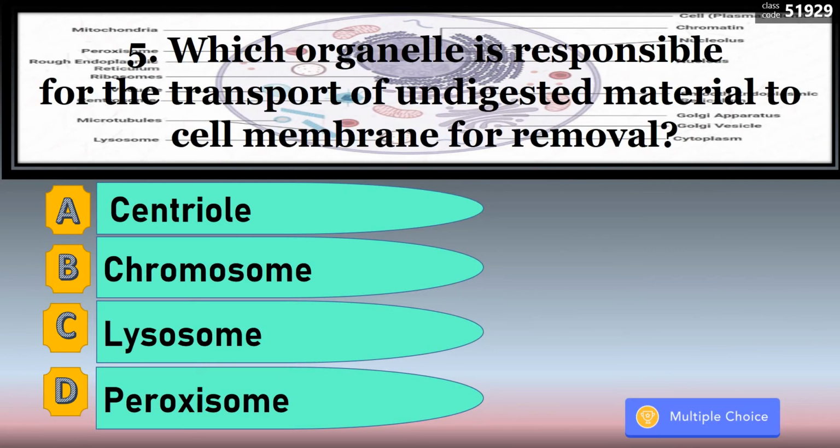Which organelle is responsible for the transport of undigested material to cell membrane for removal? A. Centriole. B. Chromosome. C. Lysosome. D. Peroxisome. Go. Okay, time is up. The correct answer here is letter D, peroxisome.